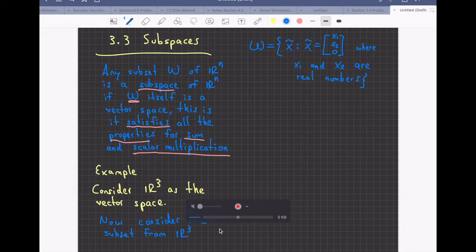So this is a subset of R3. Maybe you are a little confused about the notation. W is the subset of all the elements or all the vectors in Rn, in this case R3, such that they have this form. x1 and x2 can be any real number, but the third coordinate must be 0. So this is a subset of R3. We could prove that W is a subspace.